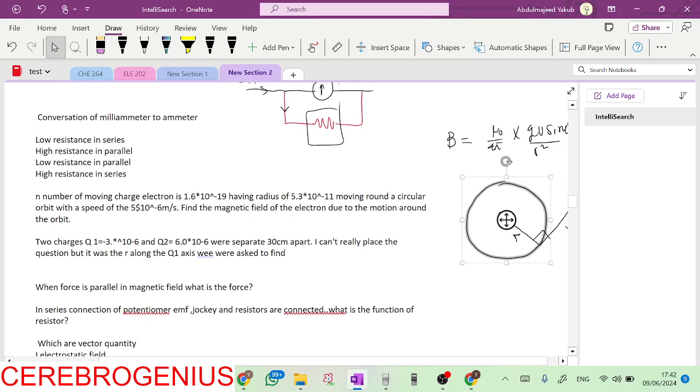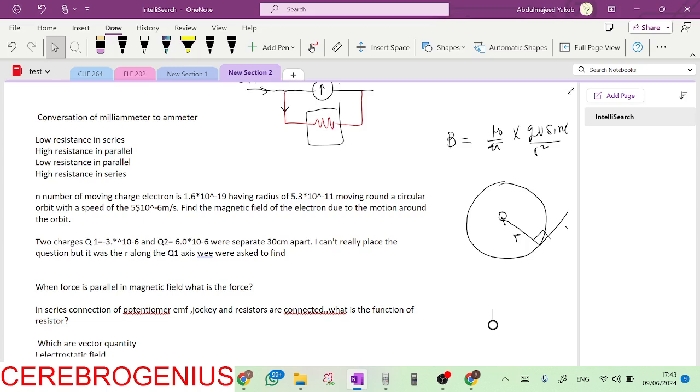So the next one: two charges, Q1 and Q2, were separated by 30 centimeter. I can't make out what they asked us to find here. So it's possible that they ask you to find where the force is going to be equal to zero, or where the resultant electric field will be equal to zero. I'm thinking that should be the case.